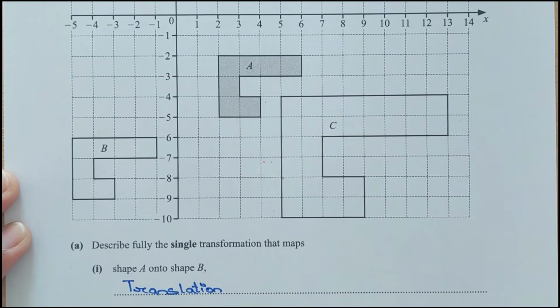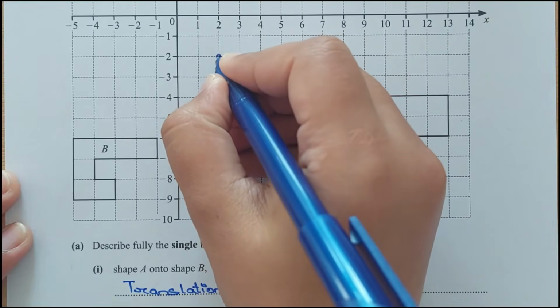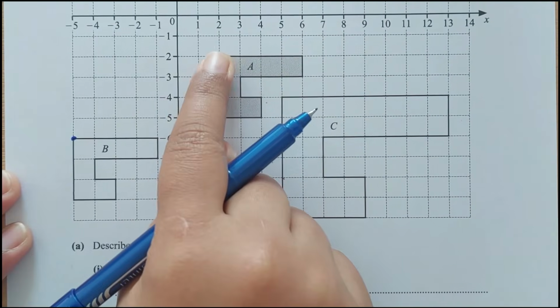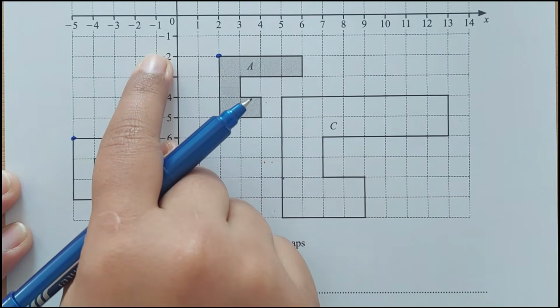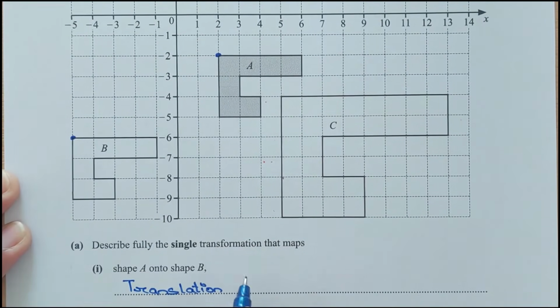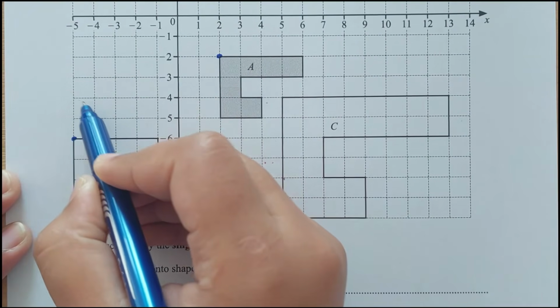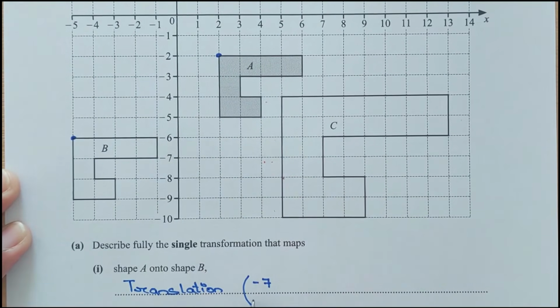And how many units it is translated horizontally and vertically. If we consider this point and this point, we have to move 1, 2, 3, 4, 5, 6, 7 units to the left side, and 1, 2, 3, 4 units down. So the translation is (-7, -4).